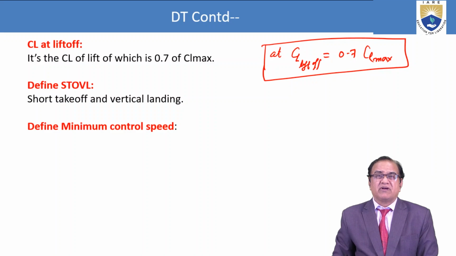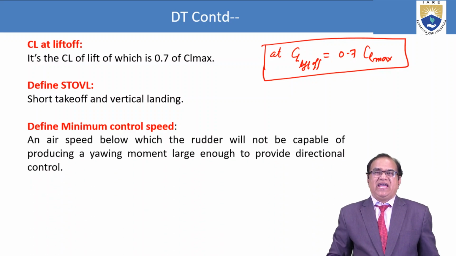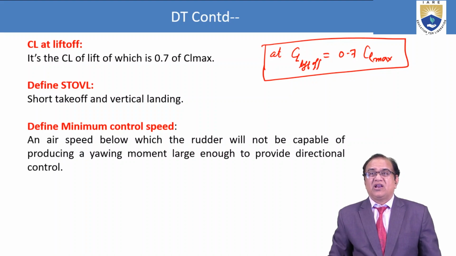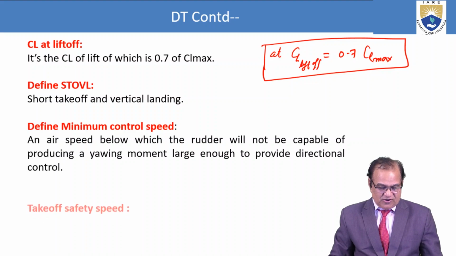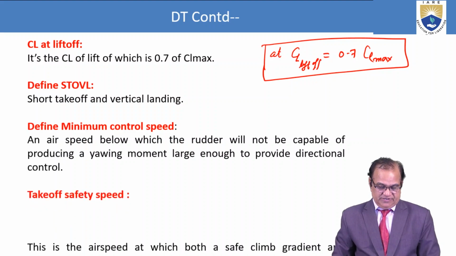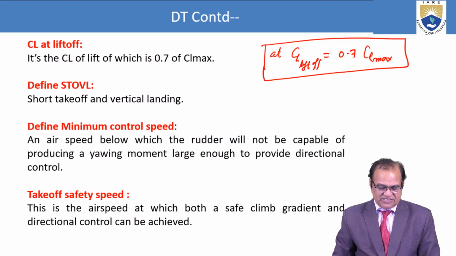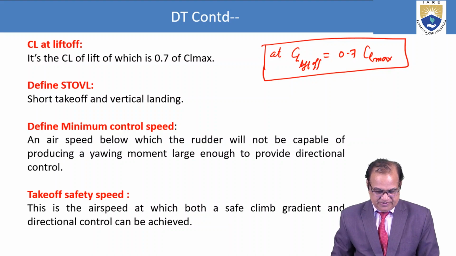Define minimum control speed. It is the air speed below which the rudder will not be capable of producing a yawing moment large enough to provide directional control. Takeoff safety speed. This is the air speed at which both a safe climb gradient and directional control can be achieved.